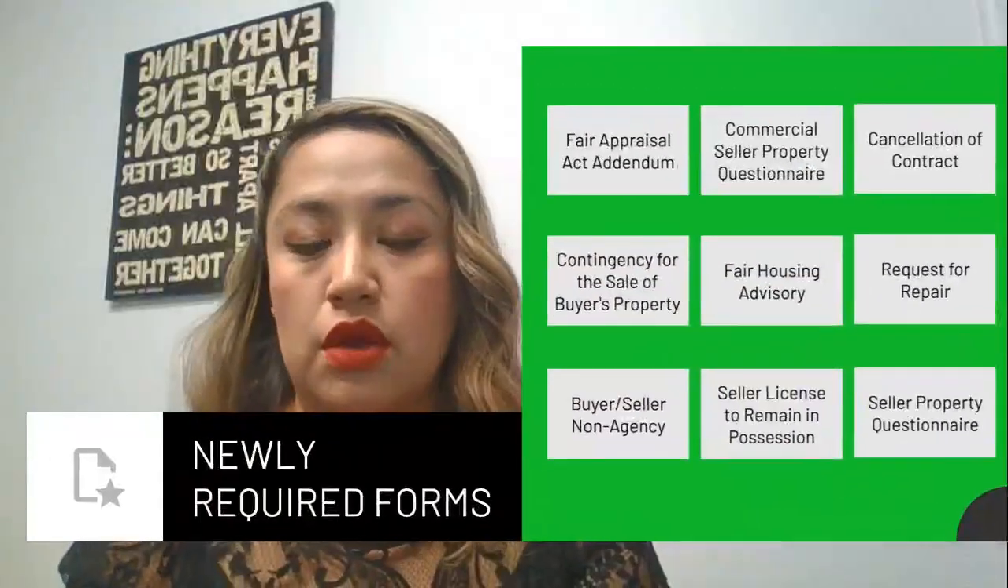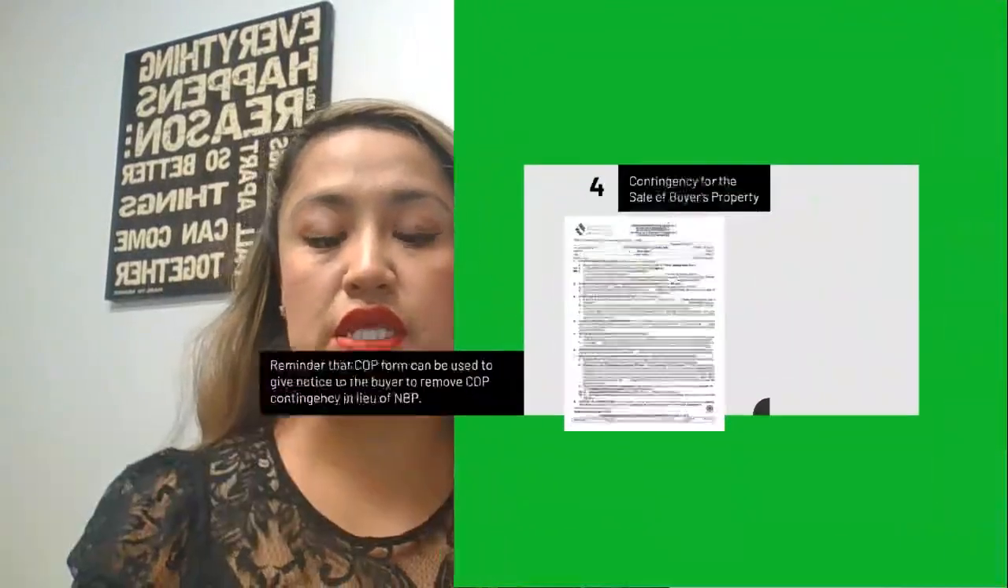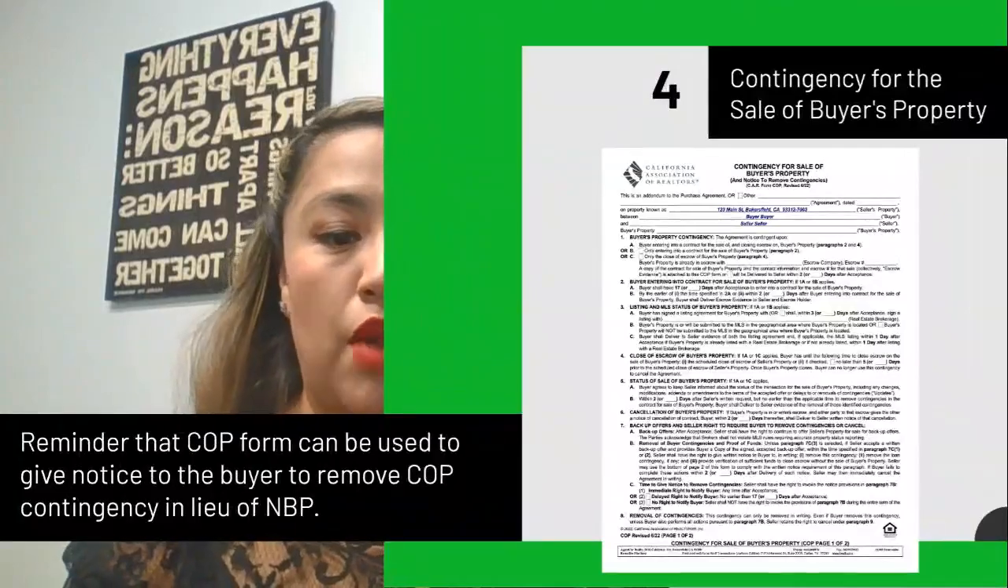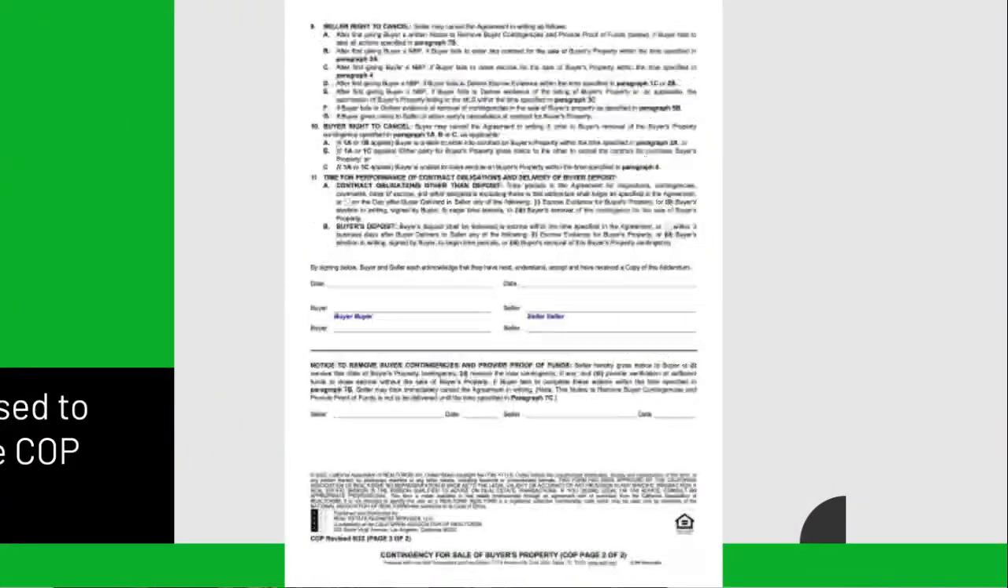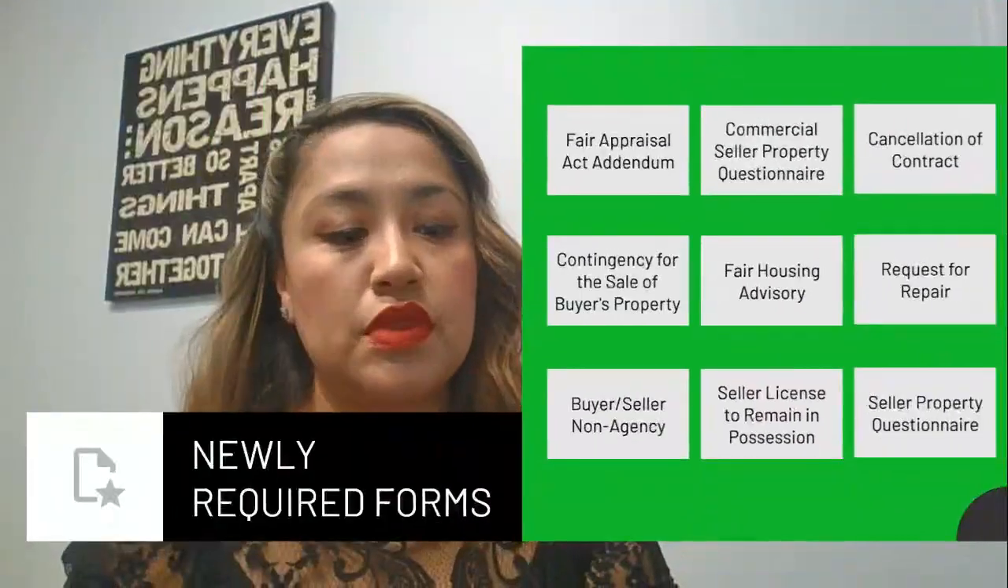Our next document that we're reviewing is a contingency of sale of buyer's property, and it's just made it more clear that you don't need to send a notice to buyer to perform in order to have the buyer remove that contingency. This form serves as that notice as well, as you can see on page 2 at the very bottom where it says notice to remove buyer contingency and provide proof of funds.